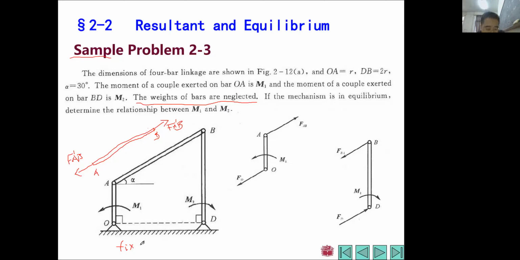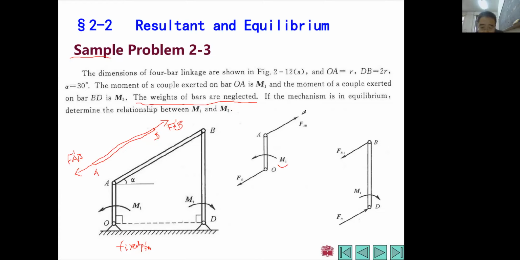Because this is a fixed pin, it's very difficult to draw. Actually we should draw FOX and FOY, right? But this circumstance is very special. Why? Please pay attention to my description here. Because OA is in the state of balance, it's in the condition of equilibrium, and there is the counterclockwise M1 exerted on this OA.